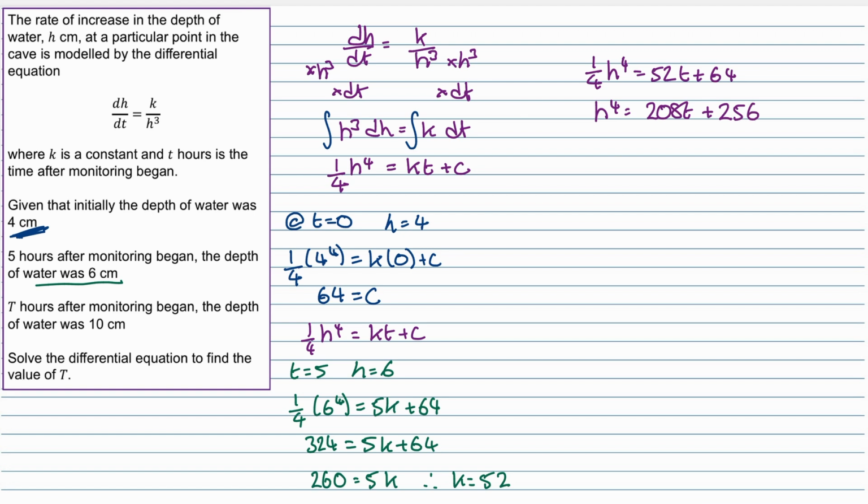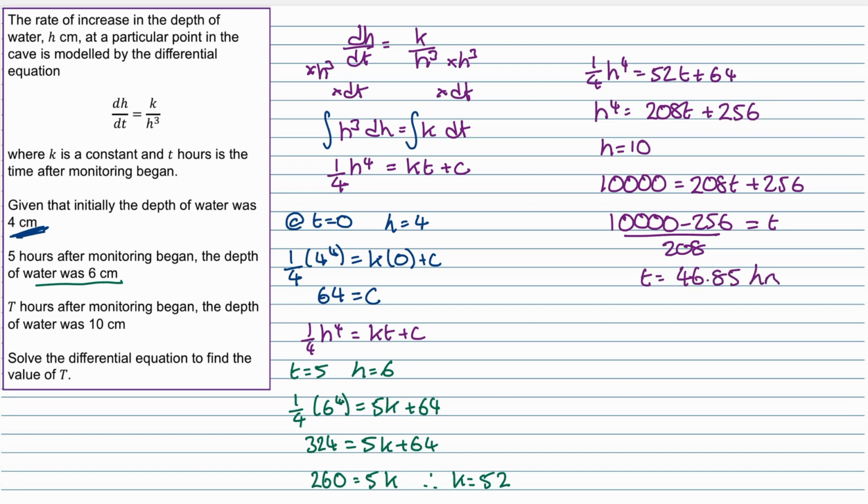Now we're told we want to work out the time when the depth is 10 centimeters. So I'll substitute in h equals 10. We'll have 10 to the 4, so 10,000. We'll take away the 256 from both sides, and we'll divide both sides by the 208. And this will give us the time. So the time works out as 46.85 hours.